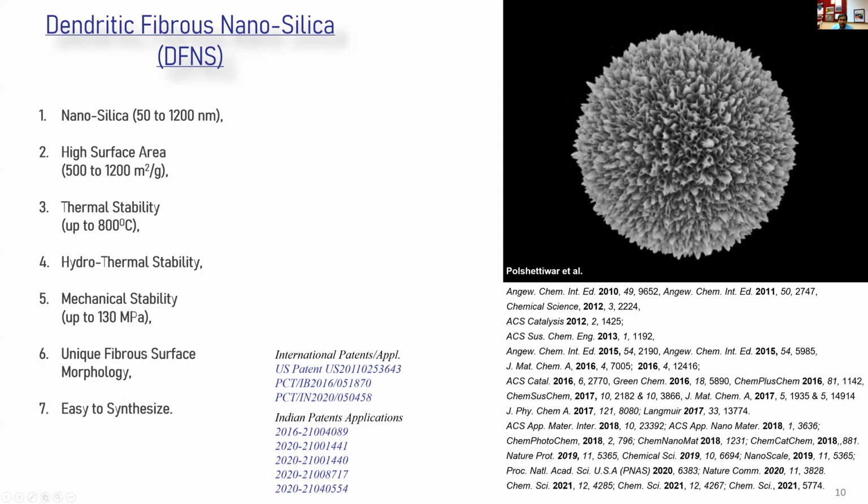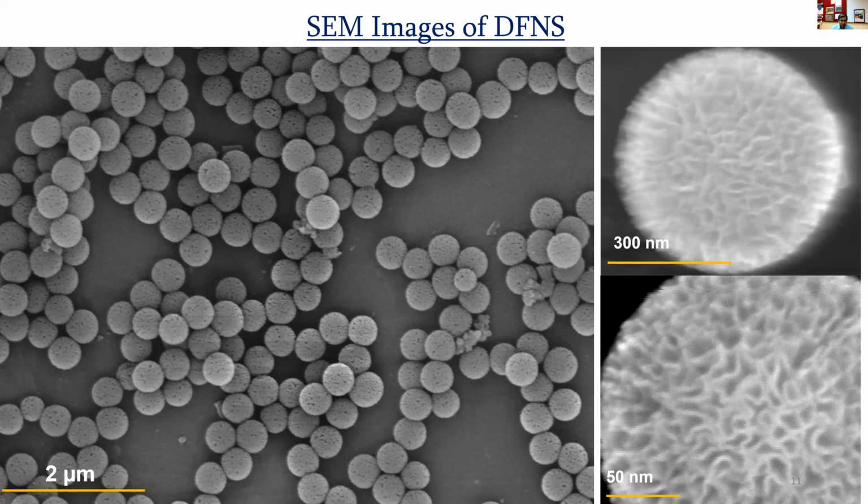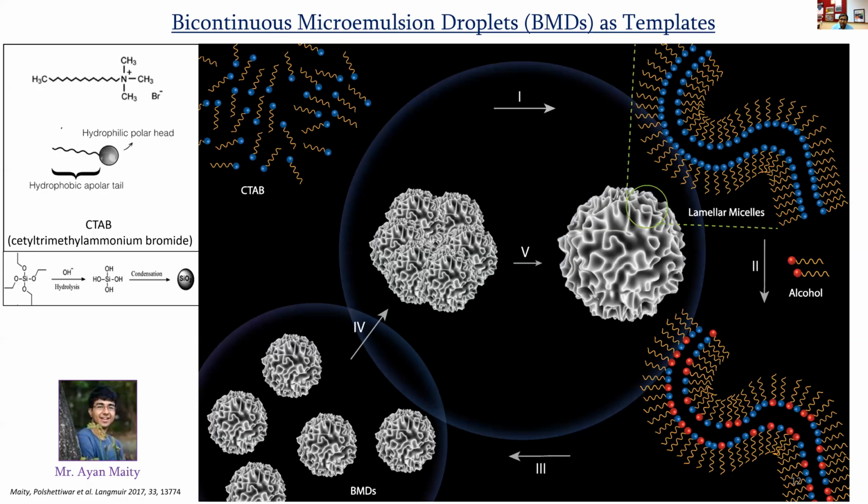So this is how they look: monodispersed spherical particles. And when you zoom in, you see these fibers. These are more like petals of a flower. At the nano scale, they are fibers. Then we tried to ask the question in our lab: why did we get a fibrous sphere, not some other shape or structure? And to understand the formation mechanism of this fibrous sphere, we need to understand how we synthesize it.